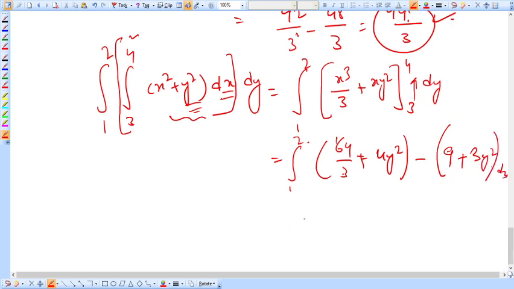Okay, after calculating this, it could be written 64 minus 27, so it is equal to 37, right? 37 divided by 3 plus y square. Okay, so 37 by 3 will come, this 27. Okay, 64 minus 27.